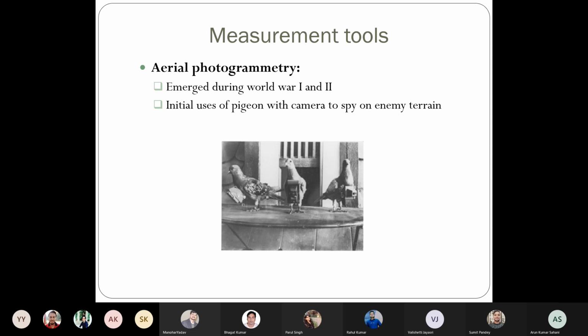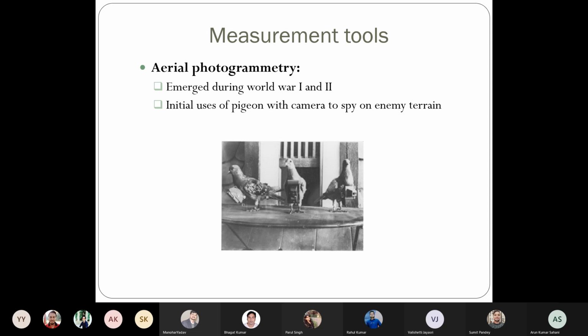But if we consider a total station based survey, it is again very labor intensive. Let's say you want to make a map of a 200-kilometer road network, and you want to do it using a total station. It is not feasible.